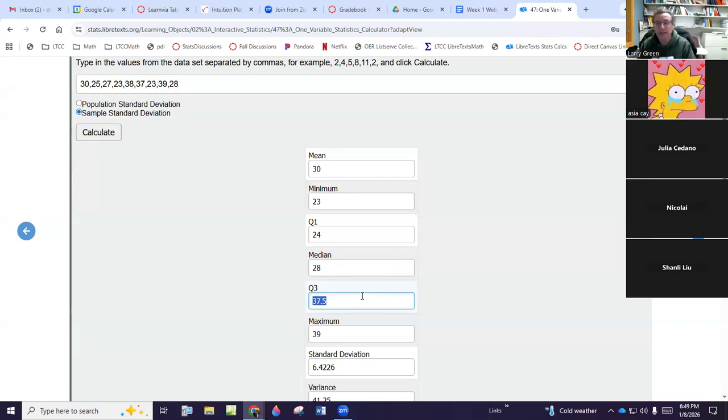It's not agreed upon. So just trust the calculator and use the calculator. Okay, the maximum is 39. That was the oldest person, 39 years old. Any questions on that? These, by the way, are all statistics because these are numbers that come from the sample.